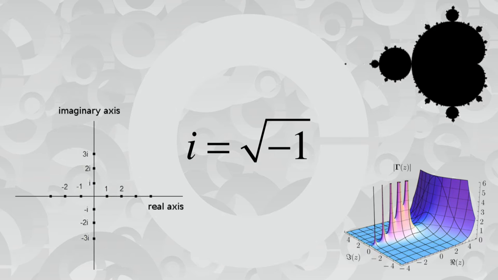It can't be a positive, because a positive times a positive is a positive. It can't be a negative, because a negative times a negative is a positive. So it must be this new kind of creature. We just make it up. We say, let's just call it i. We introduce this imaginary number.